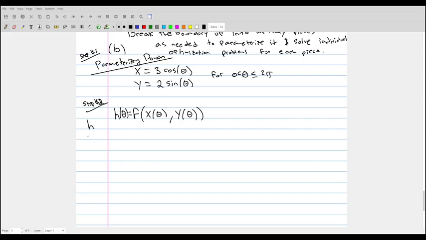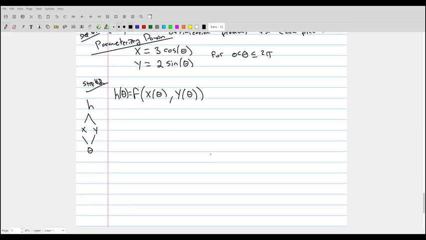So h here, remember, depends on x and y through the function f, and both of these things depend on the parameterizations. They both depend on theta. And what that means is that we can actually go through and use our multivariable chain rule to figure out the derivative of h of theta. Because this is a single variable function, all of the rules from single variable optimization hold.